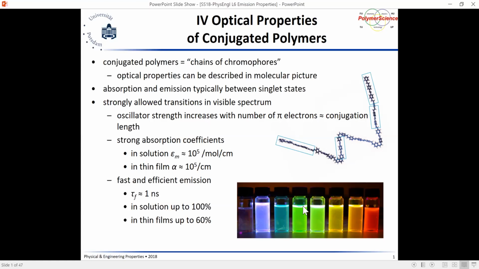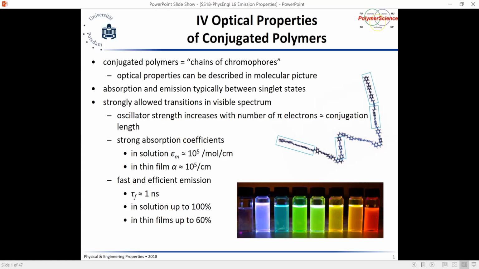When we're talking about solutions, we label it with epsilon, and this is called the extinction coefficient. And in films, we tend to quantify it just with alpha. But this number, 10 to the power of 5, is generally rather high. So this is all absorption.